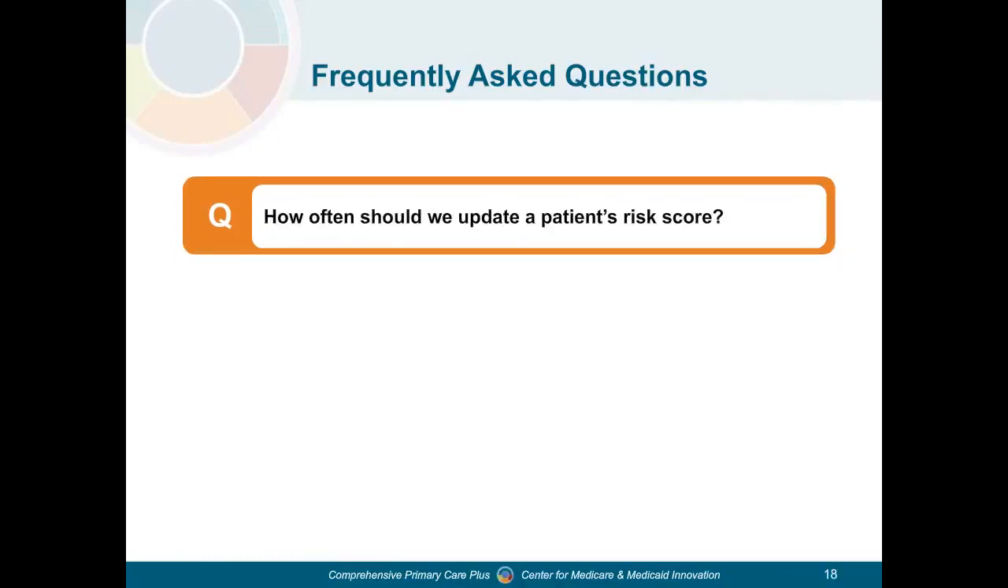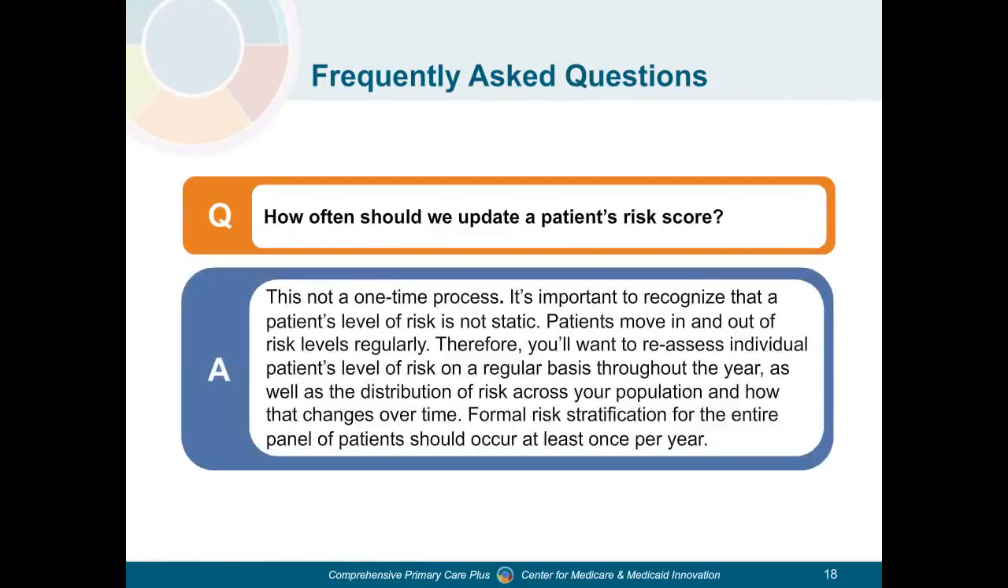The second question we have that was commonly asked is, how often should you update the patient risk score? We talked a little bit about this previously, but I want to reiterate that it is at your discretion to determine how often you reassess your patient's risk score. It could be reevaluated at every visit, every 3 months, or every 6 months, but at least annually your entire population should be reassessed.